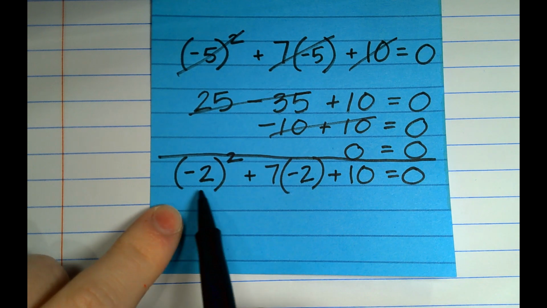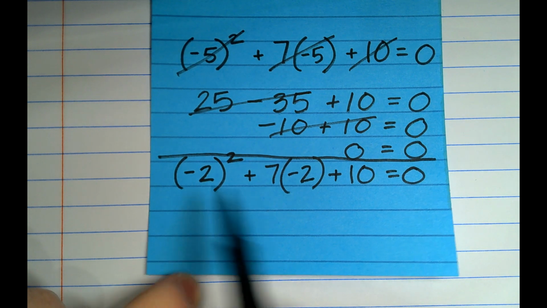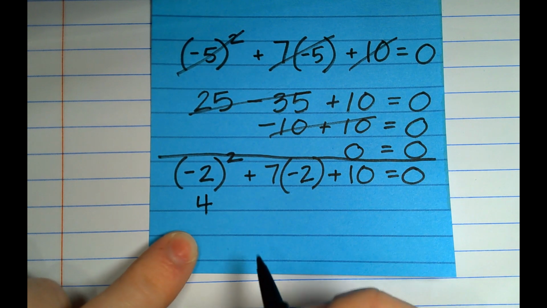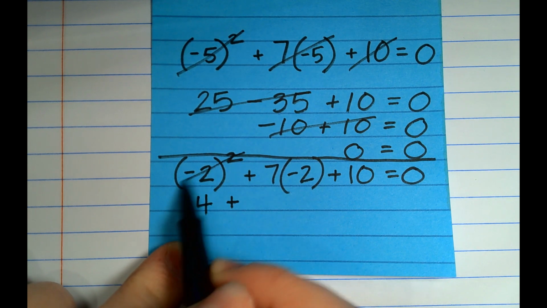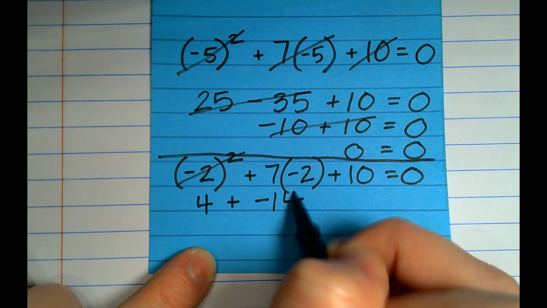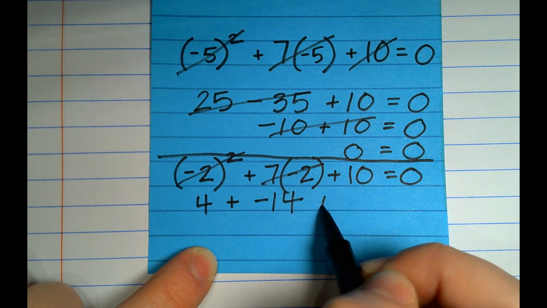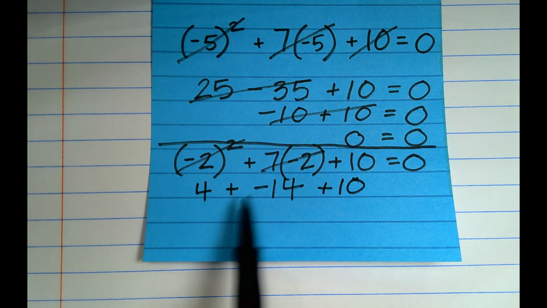So we'll start here. Negative 2 squared is what? 4. Good. So I have 4 plus 7 times negative 2. Good. Negative 14 plus 10. What's 4 plus negative 14?